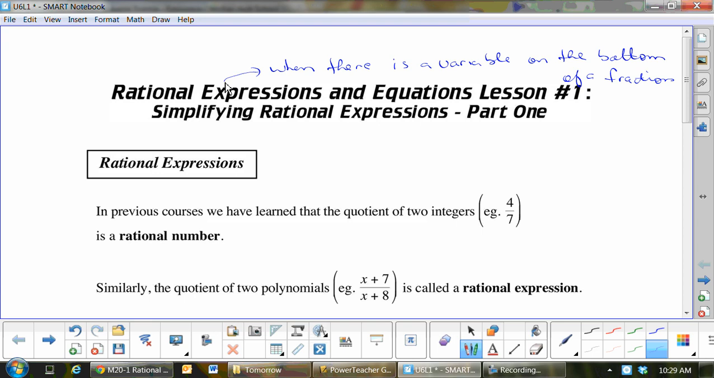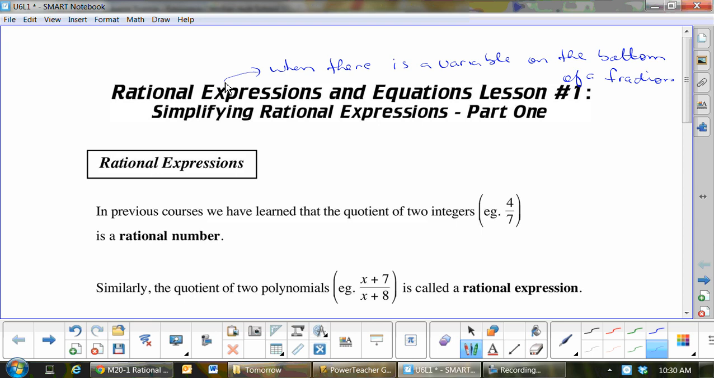Why does this have its own unit? Like, big deal. We've done these. We've factored the whole thing. This is a whole different unit because when you have a variable on the bottom, a couple things change. The biggest thing that changes is that sometimes now there are numbers that can't play, okay? Because then they make this thing unsolvable.